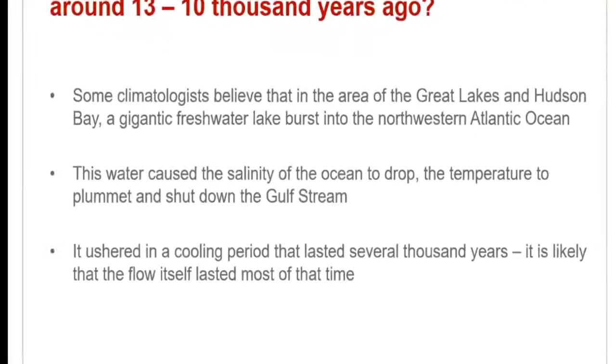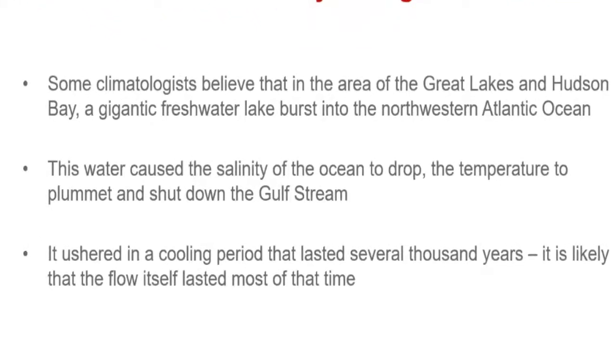A lot of climatologists believe that when you look at the northeastern part of North America, it's dominated by huge bodies of water, Hudson Bay, the Great Lakes. They believe that there was a giant freshwater lake with very cold water, maybe a system of lakes, but a huge lake that would have dwarfed the Great Lakes. And they believe that this water made its way into the Atlantic Ocean off the coast of Canada.